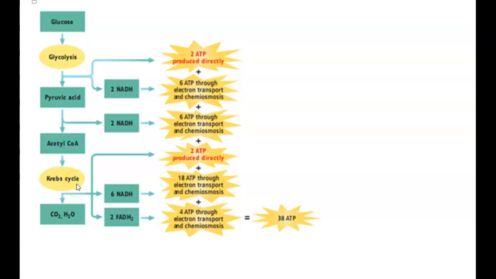The Krebs cycle goes around twice. In the process, glucose is completely broken down. 4 carbon dioxide is given off. Remember 2 up here in the transition stage. It also makes 6 NADHs and 2 FADH2s. 6 times 3 is 18, so it makes 18 ATPs through electron transport and chemiosmosis. Whereas for this one, remember FADH2 comes into the electron transport system at the second molecule, so it only makes 4 ATPs.